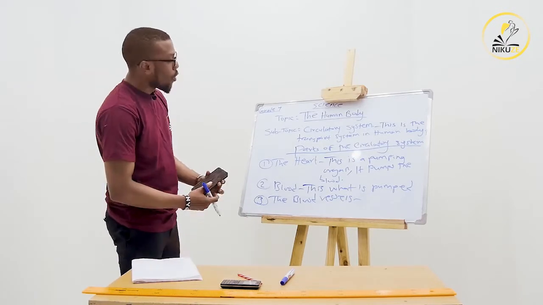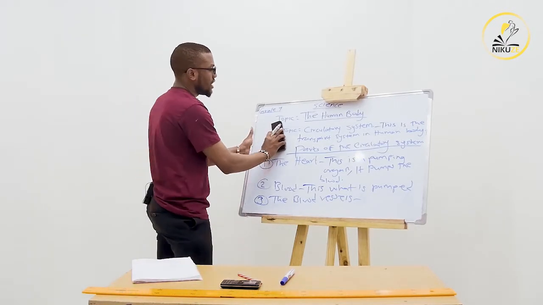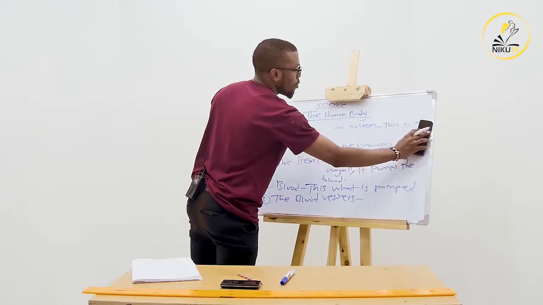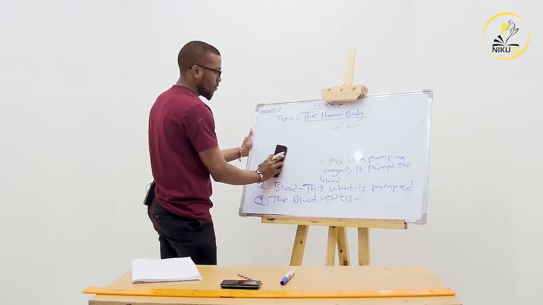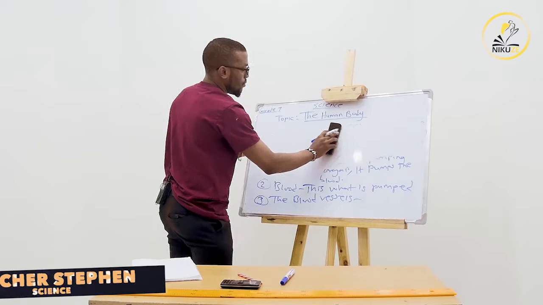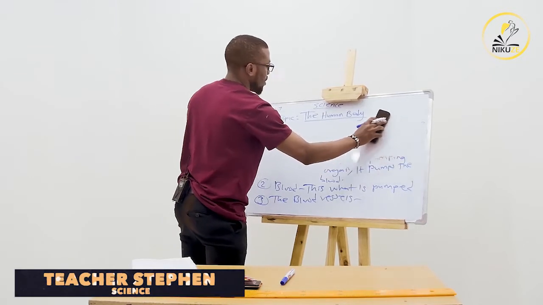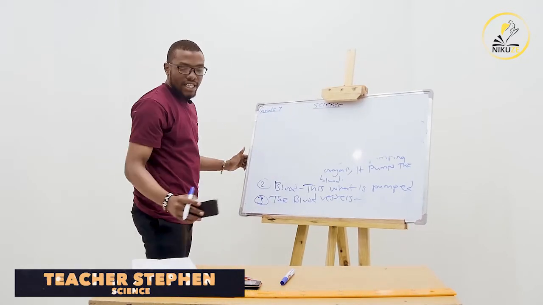We're going to look at the components of blood. What is blood composed of? So we are looking at the blood, the components of blood.